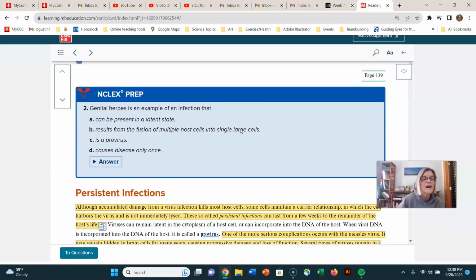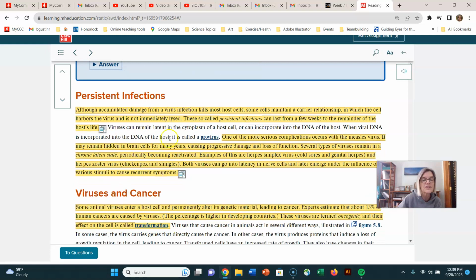If I go down here, here's a question that's asking about genital herpes, and I think when we go through this, you will get that information. Here we have the concept of a persistent infection. In your notes, in your lecture study guide, I ask you to distinguish between a persistent infection and a chronic latent state, or what we would call a latent infection or latent virus.